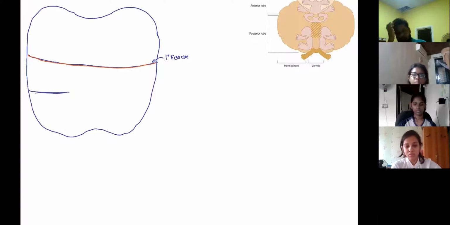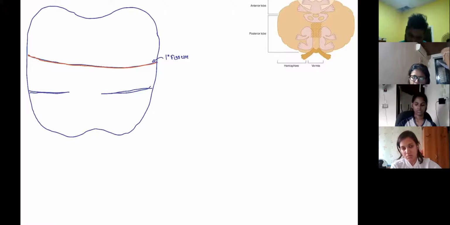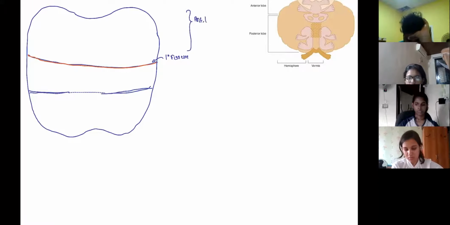There's a very deep groove, which I will draw as a line like this. It's a very deep groove, basically. So this is the anterior lobe. This is the posterior lobe.